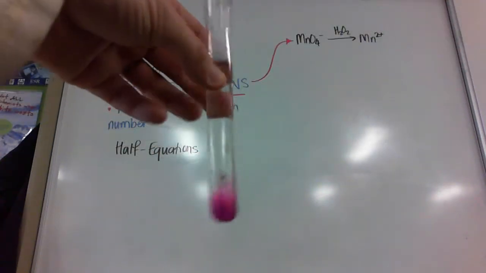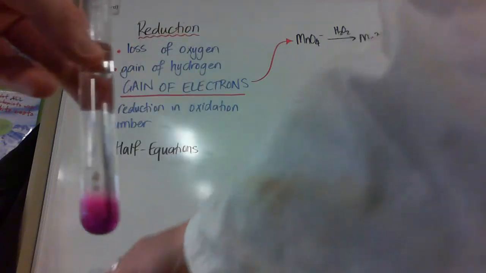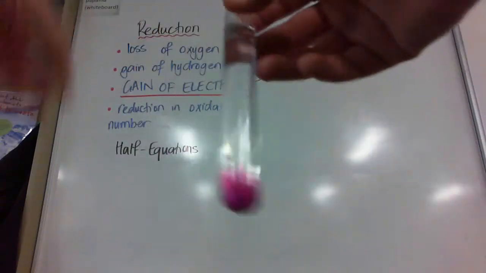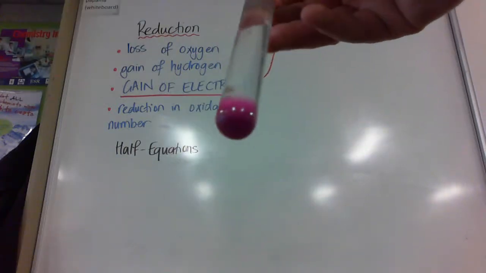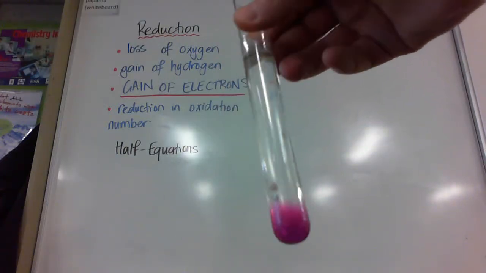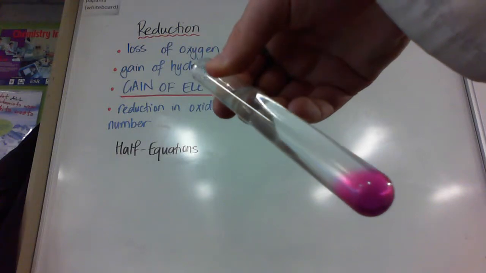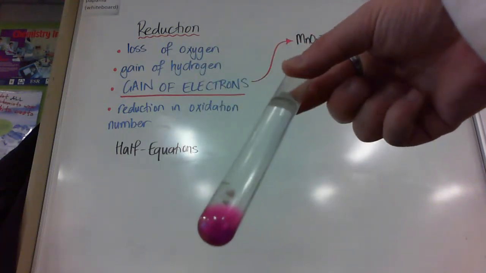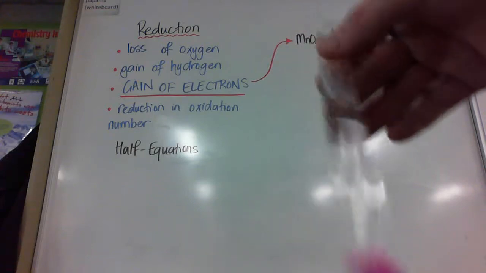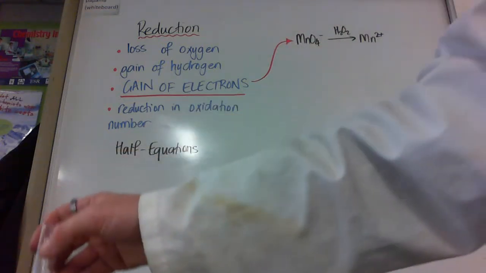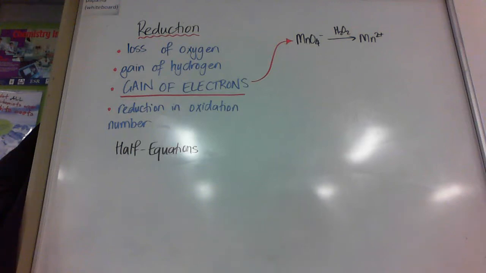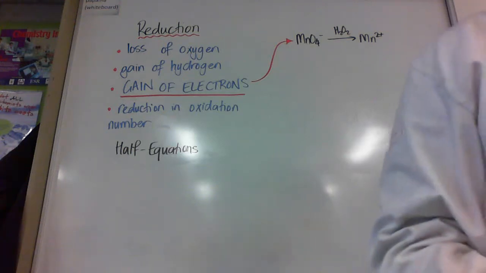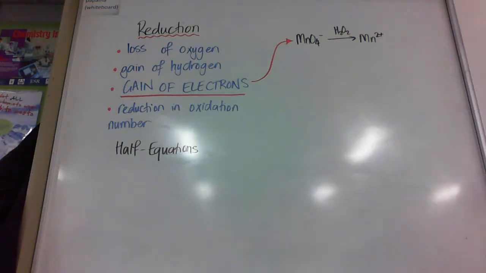And we can see that the purple colour of the permanganate has faded considerably. Now, if I looked carefully enough, I might have seen some bubbles forming as well, although that's pretty hard to see in there. So what we say is that the permanganate has been decolorized. This is an example of a reduction reaction.